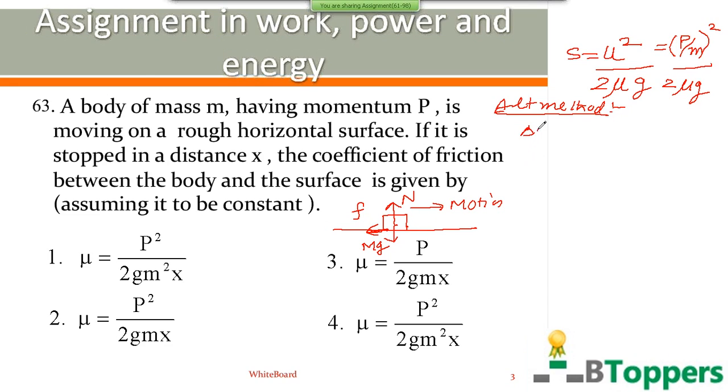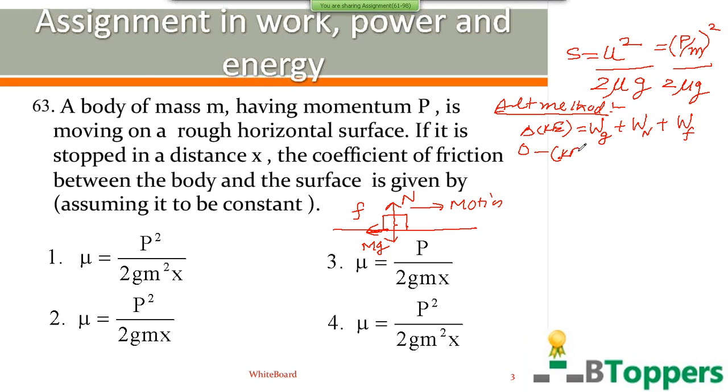So change in the kinetic energy of the block is equal to total work done by all the forces. That is work done by the gravitational force plus work done by the normal reaction plus work done by the force of friction. Change in the kinetic energy equals final kinetic energy minus initial kinetic energy. Final kinetic energy when it comes to rest is 0.